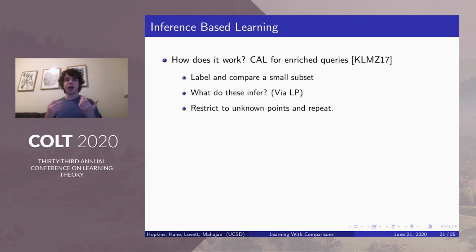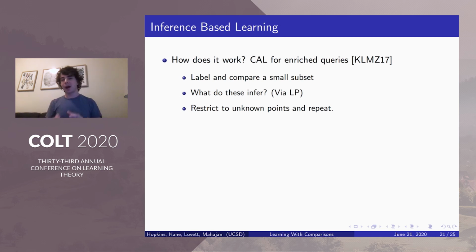Well, we use a paradigm called inference-based learning, and this is basically just CAL for enriched queries. If you don't know what CAL is, that's fine. This algorithm is actually very simple. The idea is that we'll draw a small subset from the distribution, and we'll send it to the oracle to get labels and comparisons for all the points.